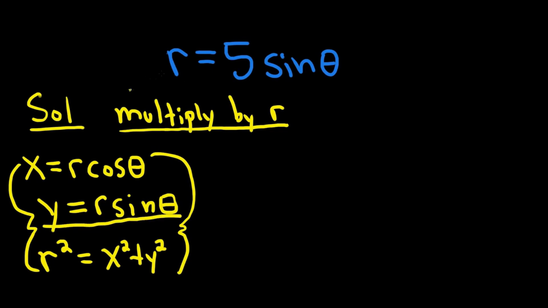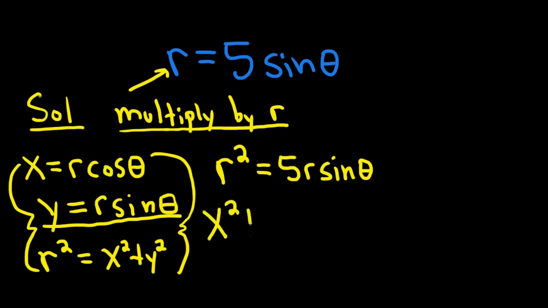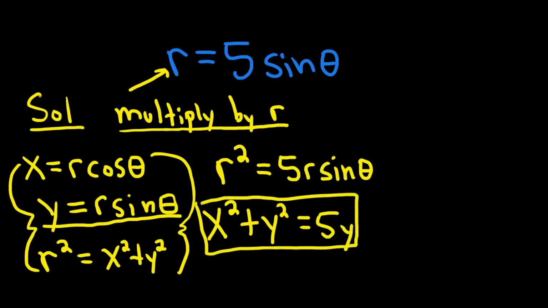So multiplying the left-hand side by r, that's going to give us r squared. Multiplying the right-hand side will give us 5r sine theta. So it's a trick. And again, the only reason we do this is because we're trying to get the y. Well, r squared is x squared plus y squared. And this is equal to 5r sine theta, which is 5y. Boom, there it is. That's the rectangular equation. Now, this is the equation of a circle.